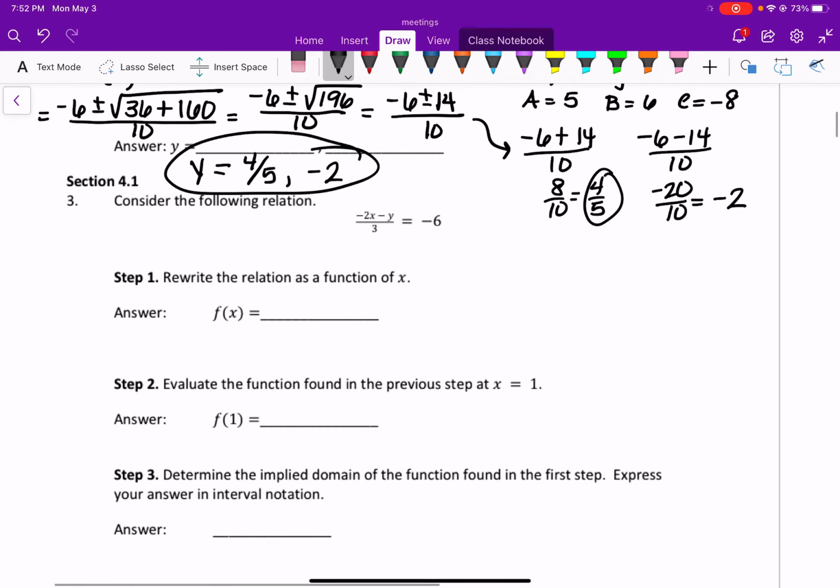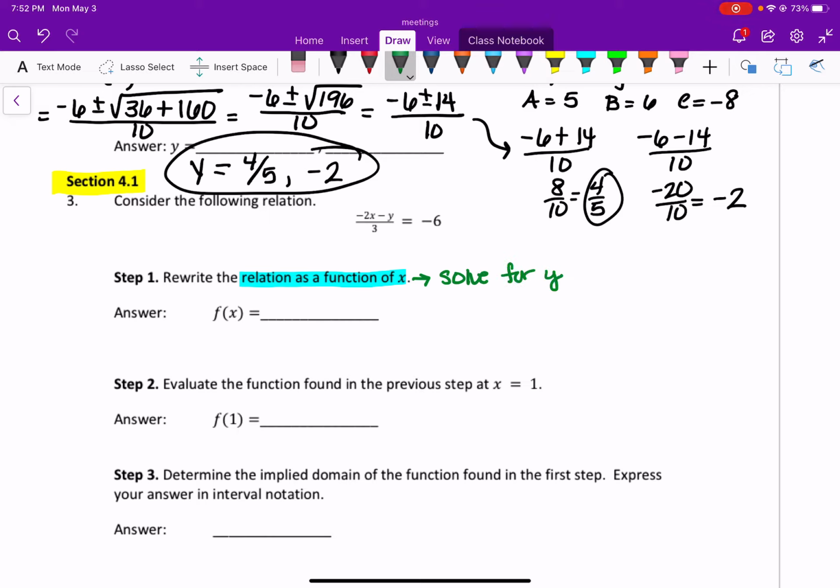All right, so question number 3 is out of section 4.1, kind of going back to the very beginning of the semester here. So we're going to start off with, we're going to rewrite as a relation as a function of x, of f of x. This means that we need to solve for y.